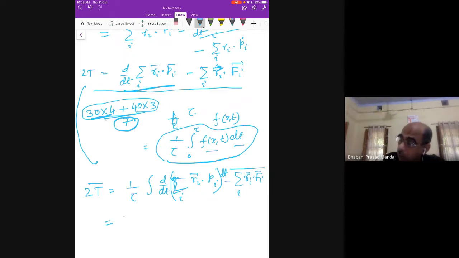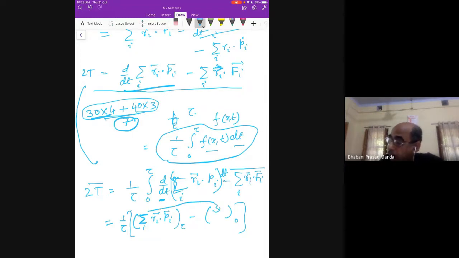So this term will be 1 over tau times the integral from 0 to tau. Integrating gives sum over i of ri dot pi, evaluated at tau minus the same quantity evaluated at 0, which is the result of this integration. The d/dt and the integral go away, so we calculate this quantity at tau minus the same quantity at 0, and of course minus the bar of sum over i of ri dot fi.